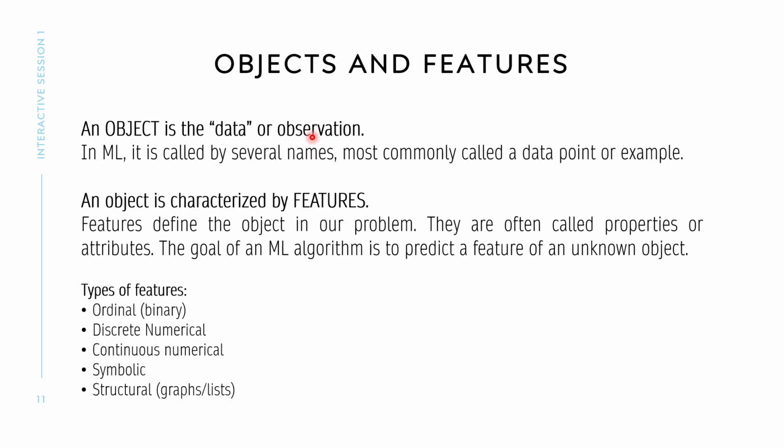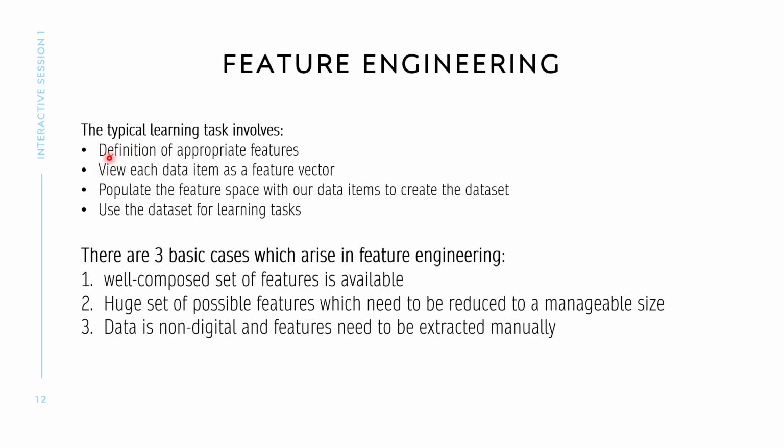Now that I have my features and my objects, how do I go about learning? What does a typical learning task involve? First of all, I have to define the appropriate features which I want to use for my problem. Now that I have my set of features, I can take a data item, or an object, and represent it as a feature vector. An object in a machine learning data set is always represented as its feature vector.